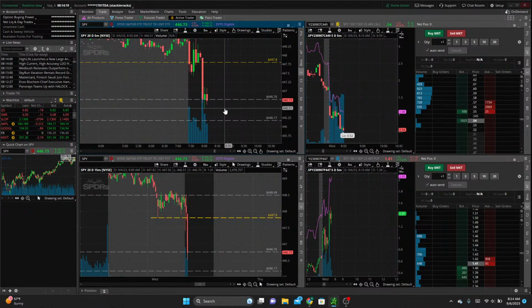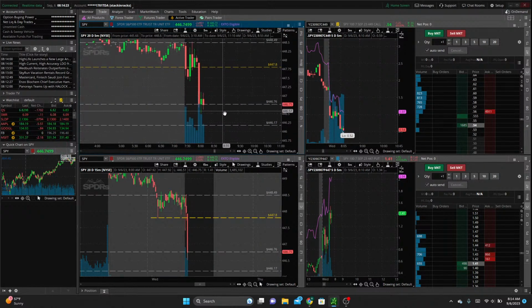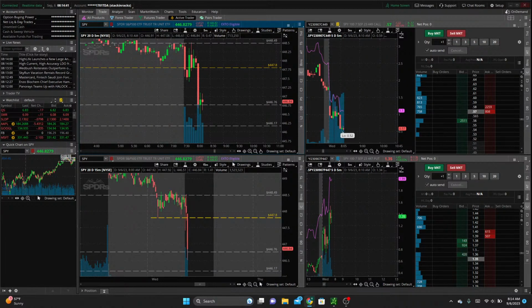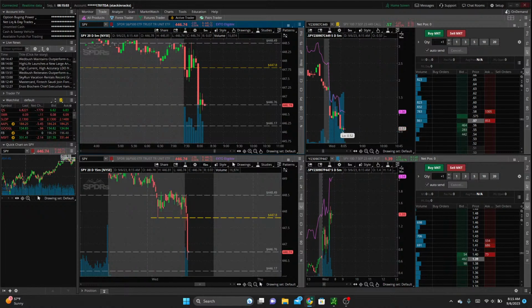About a minute left in this candle. We'll see if we hold this level or not. So we closed, we held right at that level, and we're opening at it again.